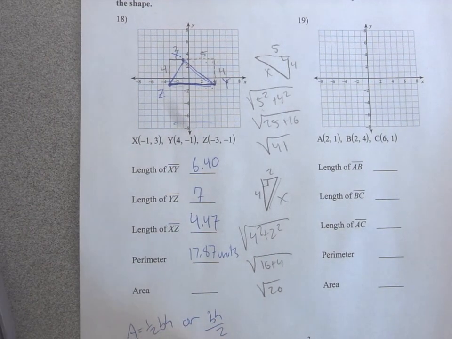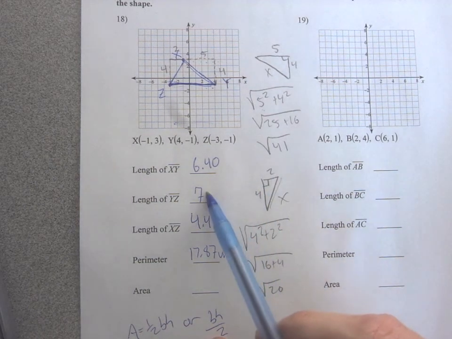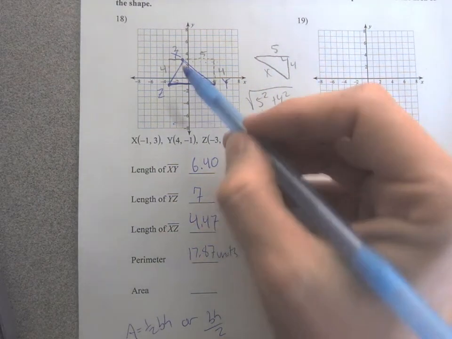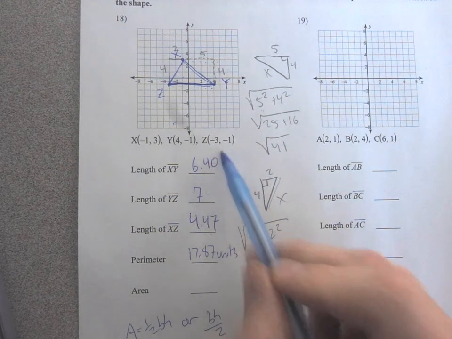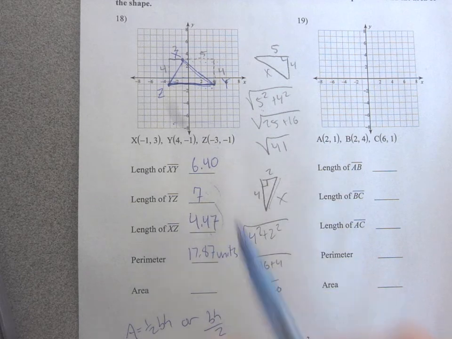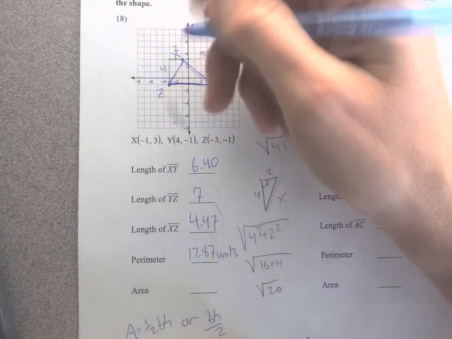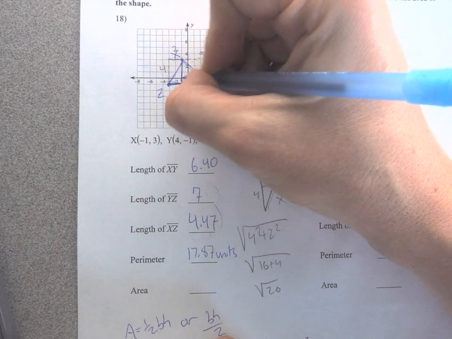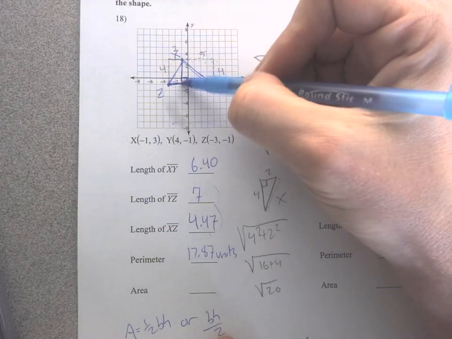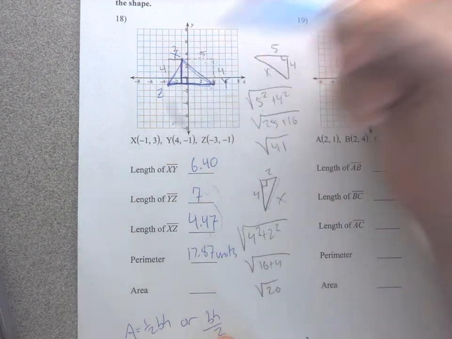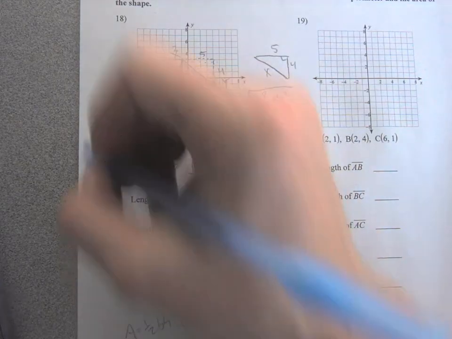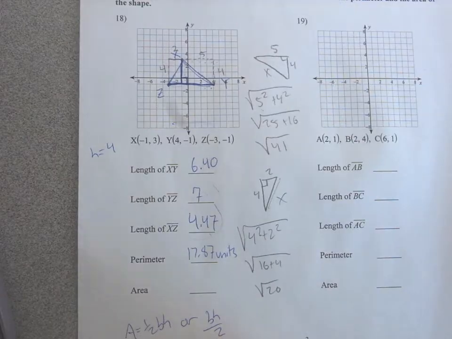So where's the height? A lot of people will do 7 times 6.4 or 7 times 4.47. But remember, the height is not any of these sides. This is not the height of the triangle. This is not the height. This is not the height. The height is perpendicular to the base. So I'm going to draw a line that creates a right angle with the base, and this is my altitude. That will measure my height, and that is 1, 2, 3, 4 units. So I'm just going to make a note that the height is 4 units.